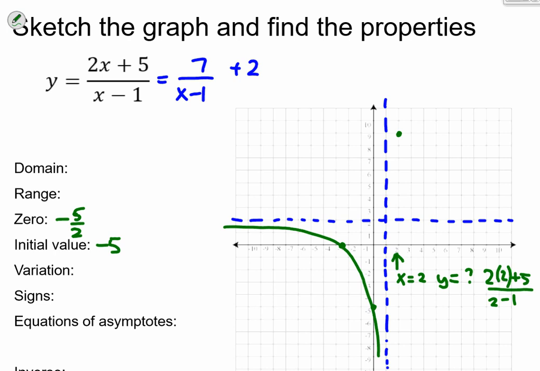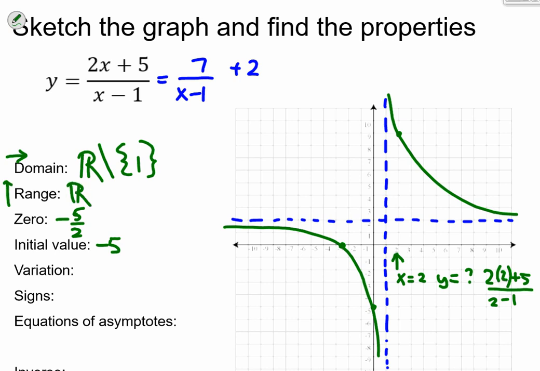So let's go. It's going to look like this, something like this. Okay. So our domain, if we remember, the domain is always from left to right. So it's all the values. We have all the values except at 1, because at 1 we have our asymptote. The range is always down going up. So it's all the values again, except when our y is equal to 2, because that's our second asymptote.